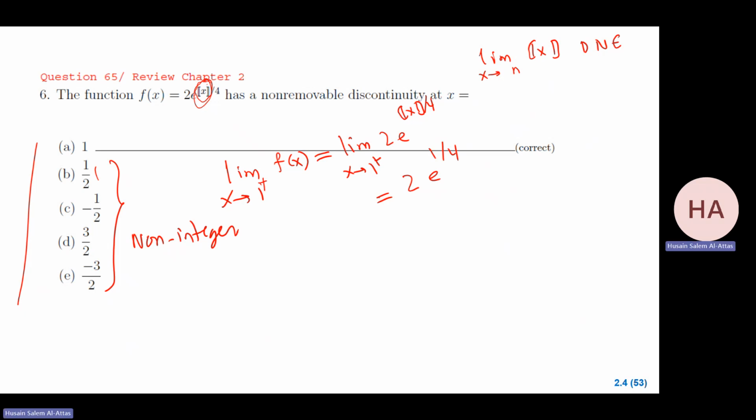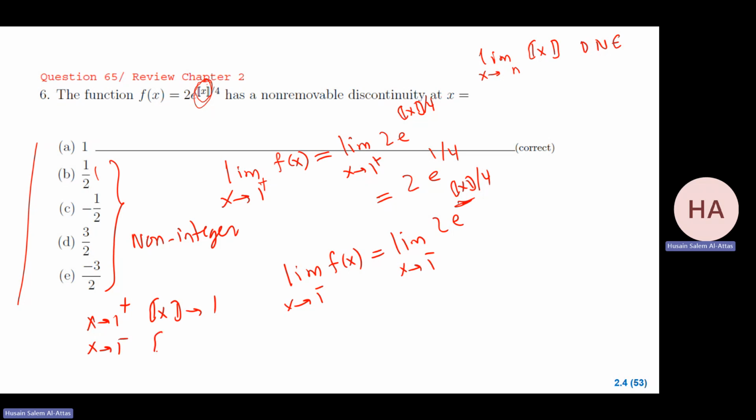Okay, now 1 from left. What will be the limit? This one will go to 0. So you notice if x goes to 1 from right, the greatest integer will go to 1. X goes to 1 from left, this integer goes to 0. So 2e to the power 0, so the answer is 2. So they are not the same. So the limit does not exist for this function for 1, so it's not removable.